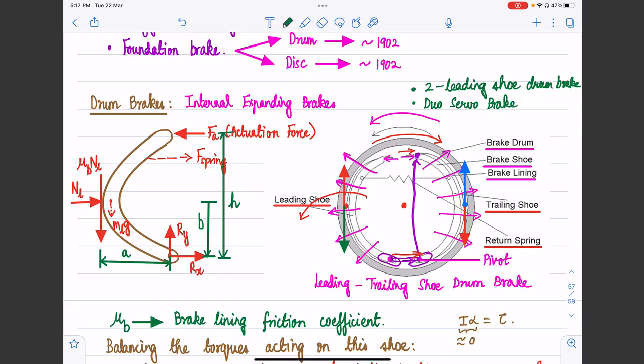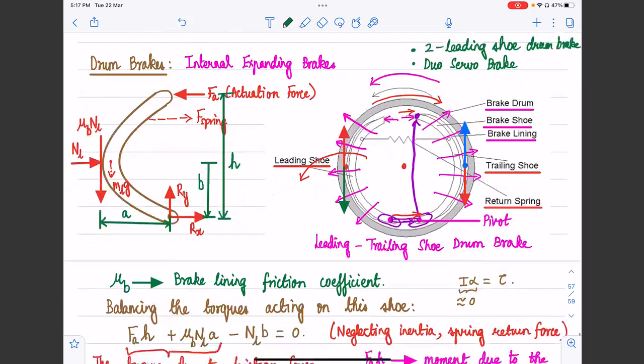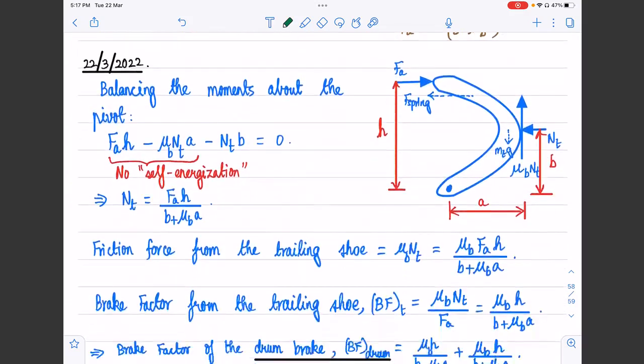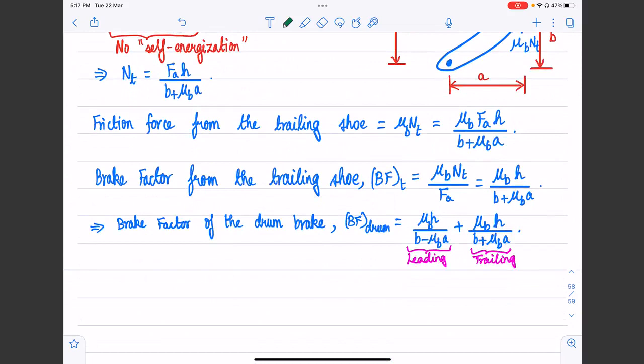So even in the case of duo servo brake, the braking factor will be the same for leading and trailing, right? Because in that case, both will be plus in the denominator. We will not be able to use this analysis per se for the duo servo brake because the pivot is not fixed. It is in motion and we are applying a significant force from the bottom also. So some other analysis needs to be followed. The bottom line is that its brake factor is certainly going to be greater than what we derive right now, mu b h divided by b plus mu b.